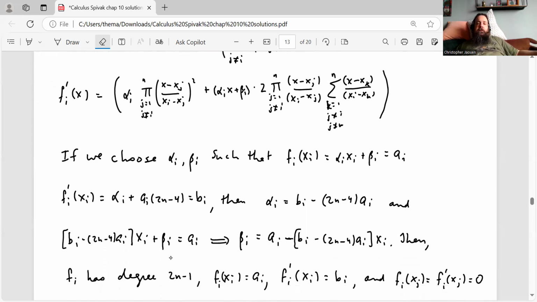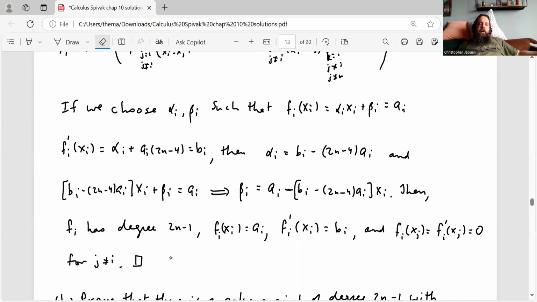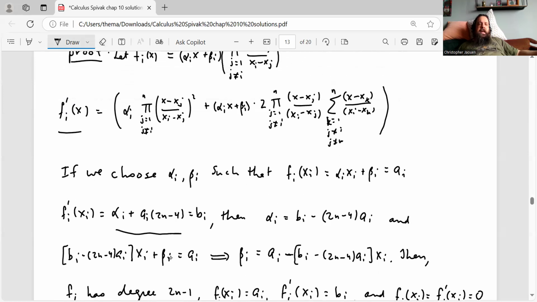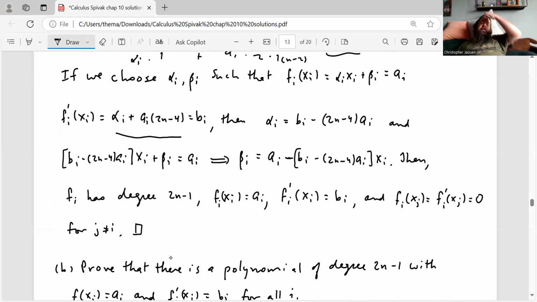If we choose alpha i and beta i conveniently, such that fi evaluated at xi is alpha i xi plus beta i equals ai, then we can find out what the coefficients alpha i and beta i have to be, which is what I do down here. The derivative of fi at xi is alpha i plus ai times 2n minus 4, and I'm going to set that equal to bi. Let me just show you where this comes from, because it might not be obvious. If you evaluate this at xi, this part here goes to 1, so you get alpha i times 1. This part becomes ai. 2 obviously stays 2. This is 1, so you get 1 times 1. And then this is n minus 2. And when you simplify that, you get the expression that I have over here, and I'm setting that equal to bi.